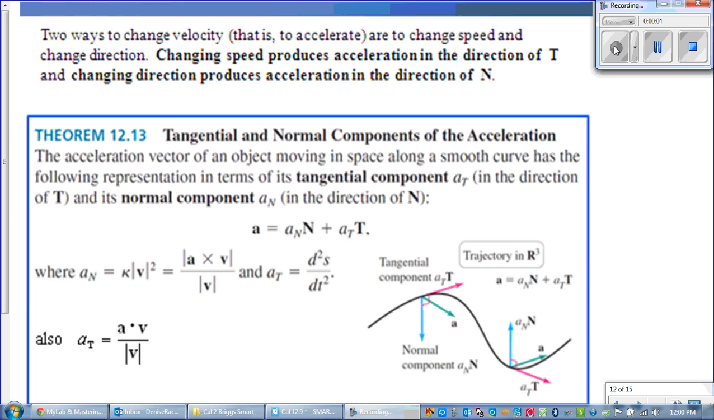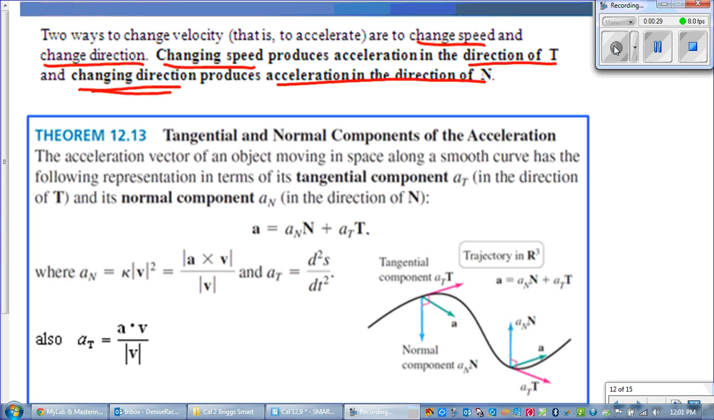We saw that to change velocity was to either change its speed or change its direction. Changing the speed causes an acceleration in the direction of T, the unit tangent vector. Changing the direction causes acceleration in the direction of the principal unit normal vector.